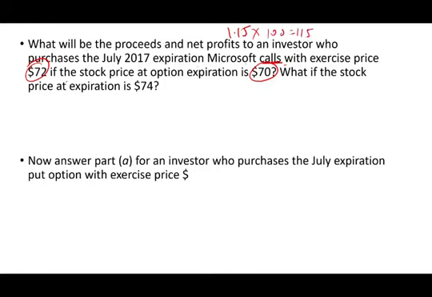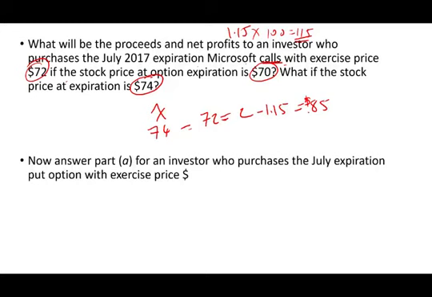You lost $115. Now, if the stock price is 74, guess what? You can buy it at 72, sell it at 74, and you make a profit of $2. Then you have to cover your fees. After covering your fees, what's left is 85 cents, and this is your net profit. Well, 85 cents, and you multiply it by 100 shares if it's one contract.